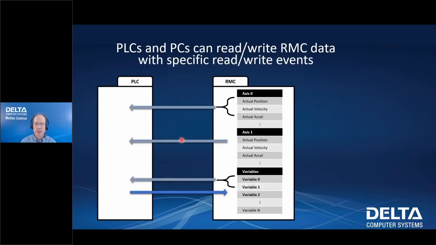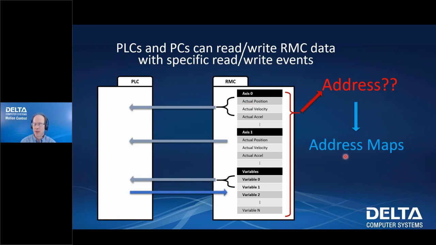So first, the PLCs and PCs can read and write RMC data with specific read-write events. So a specific instruction can read data from the RMC, maybe axis 0, you want to read actual position, velocity, accel, and you get that in the PLC, or you read from axis 1, or you read from some variables, or you write to some variables. Each one of those from the PLC with a specific instruction you can do. And of course, when we do this, one of the first questions that comes up is, what is the address? So to find the address of the item in the RMC, we can use the address maps.